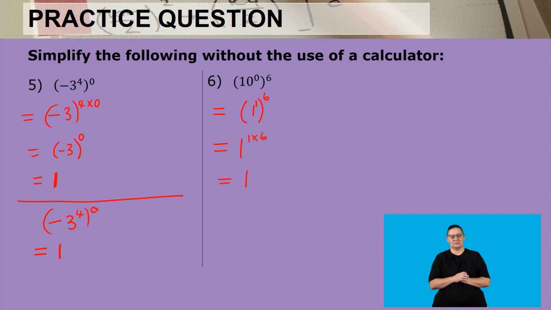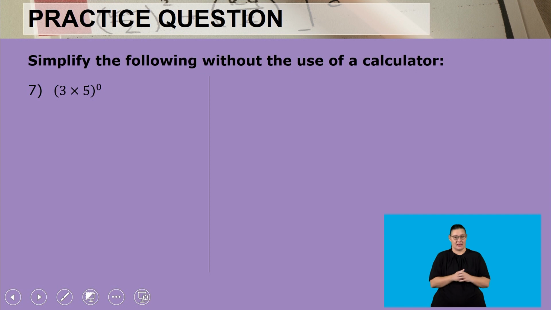That will give us 1 exponent 6, and 1 exponent 6 we do know is 1 multiplied by itself 6 times, which will give us an answer of 1. Remember, that comes from the properties of 1. Any number multiplied by 1 remains that number, and in this case, the answer is 1.